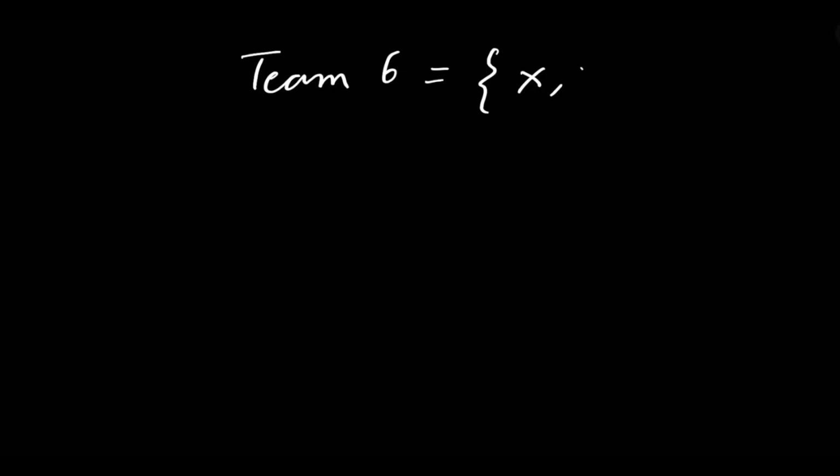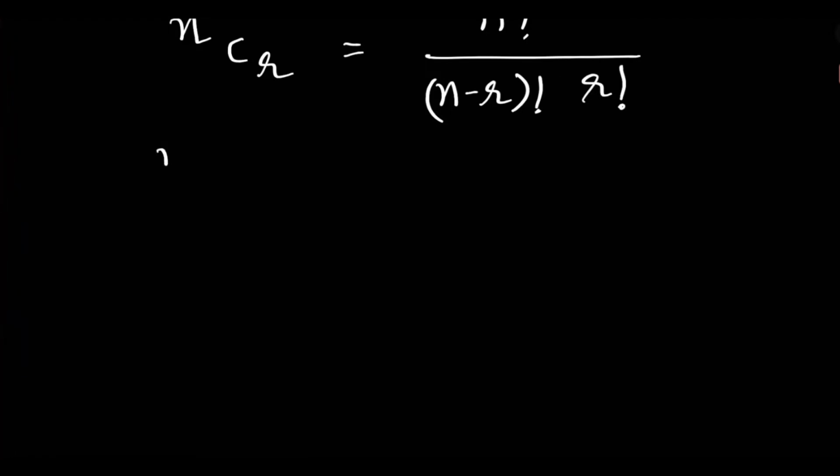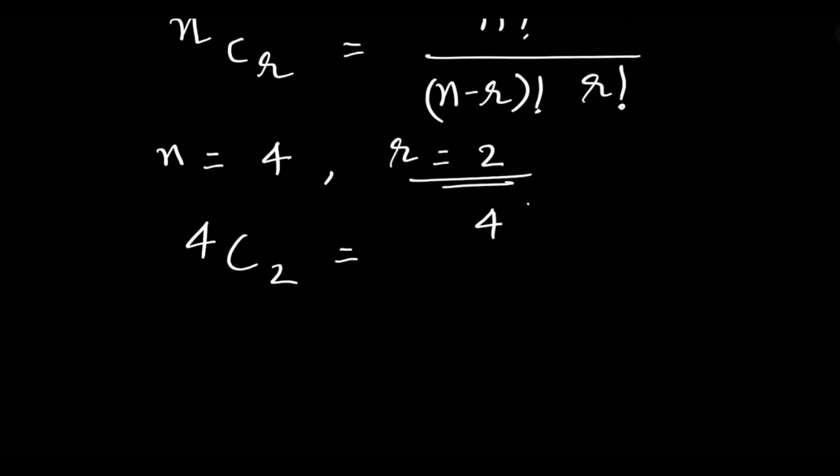Now let us see this through an example of applying the formula nCr is equal to n factorial divided by n minus r factorial into r factorial. What is n here? n different players, that is n is equal to 4, and how many in each team do we have to arrange? 2 in a team. So 4C2 is equal to 4 factorial divided by 4 minus 2 factorial into 2 factorial.